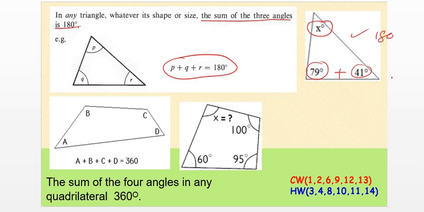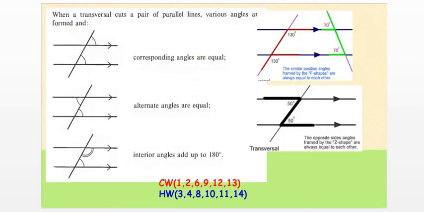Okay, the sum of the four angles in any quadrilateral is 360 degrees. A, B, C, D are the four angles of the quadrilateral. If you add them, it will be 360. Now they can give you a question like this: find the value of the missing angle. Again, you will add all these three angles together, and then subtract the answer from 360 to find the value of the fourth angle. Clear? Let's discuss some more rules.